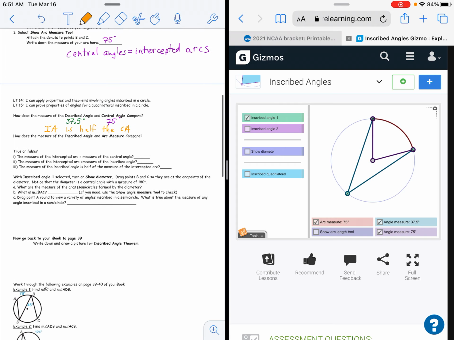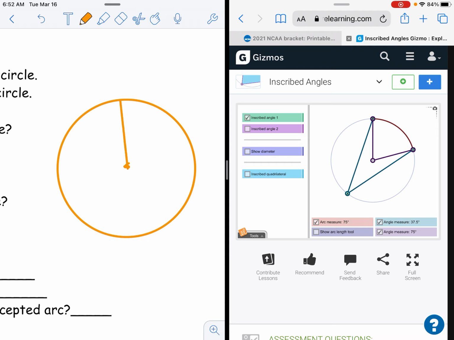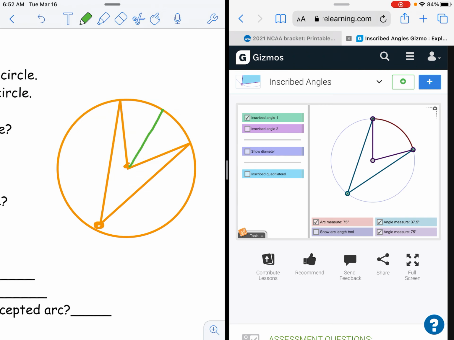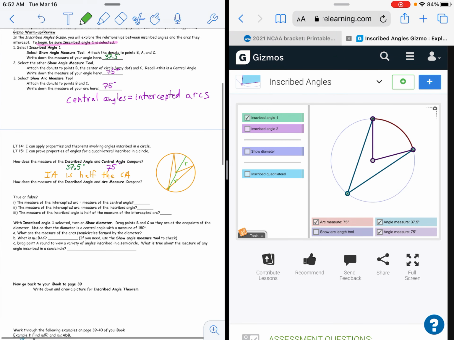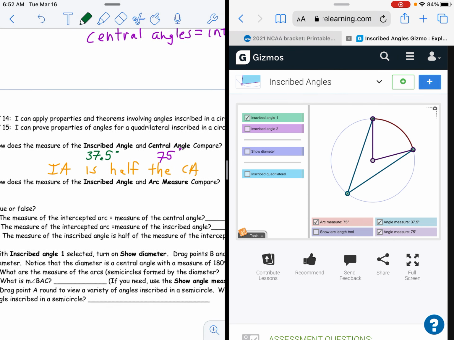And that kind of makes sense if you think about it. Let me see where I could draw this. This is the way I kind of like to think about it unofficially. This is the radius. This is another radius, or the diameter, so it's like double. The vertex is twice the distance from the intercepted arc. So that's one way you can think about why this works the way it does.